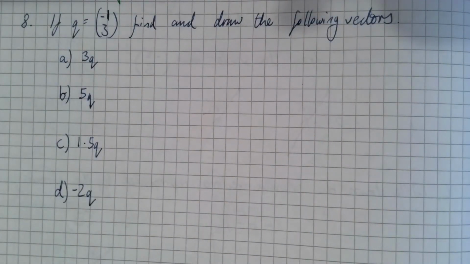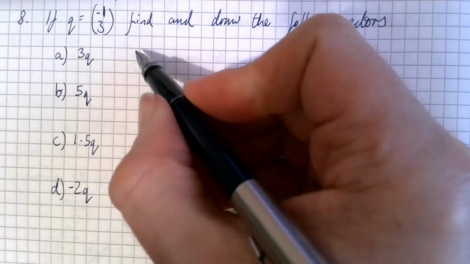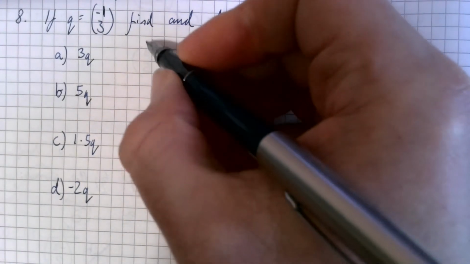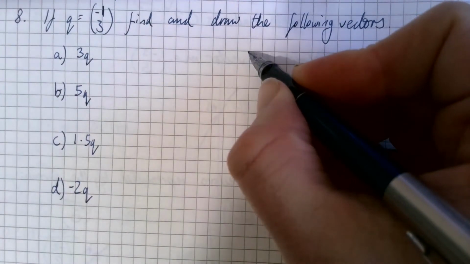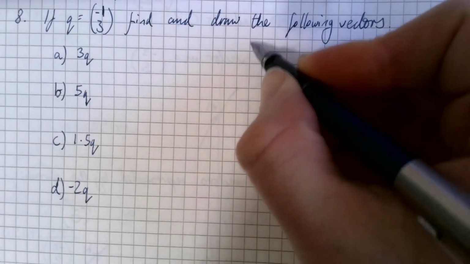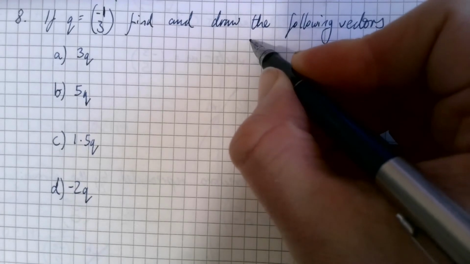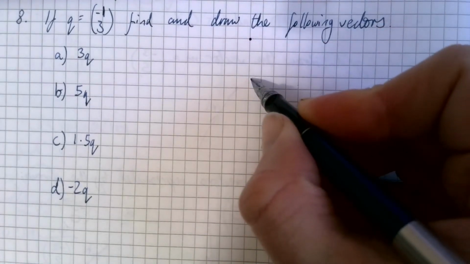Last bit for today, write this down and give it a go. If q equals negative 1 for your x shift and 3 for your y shift, find and draw the following vectors. Pause it and have a go. Right, so it says find and draw. Let's start by just drawing q on its own, shall we? So we're going left 1. In fact, I'm going to go over here because I'm going to do it a few times then, aren't I? I'm going left 1 and up 3.